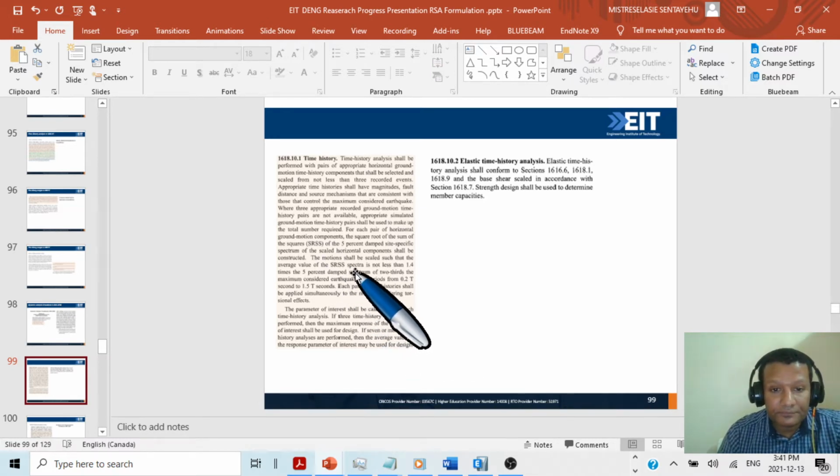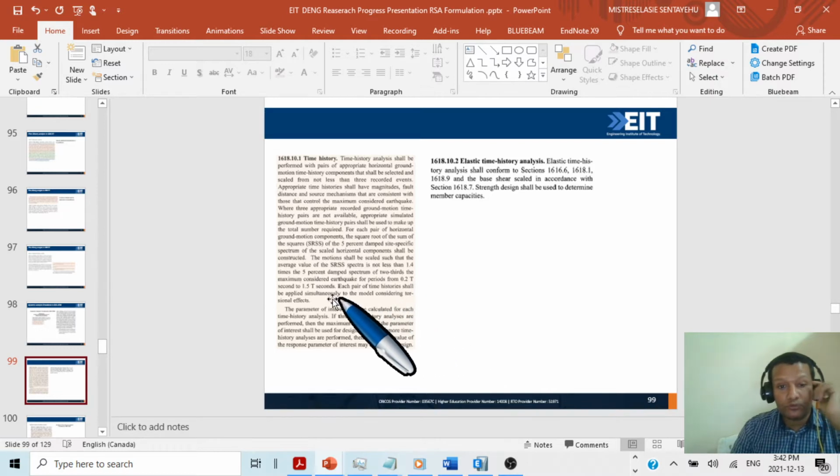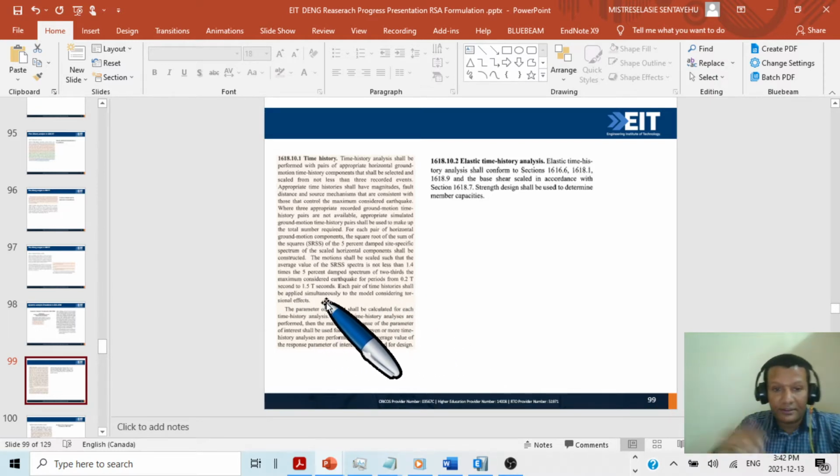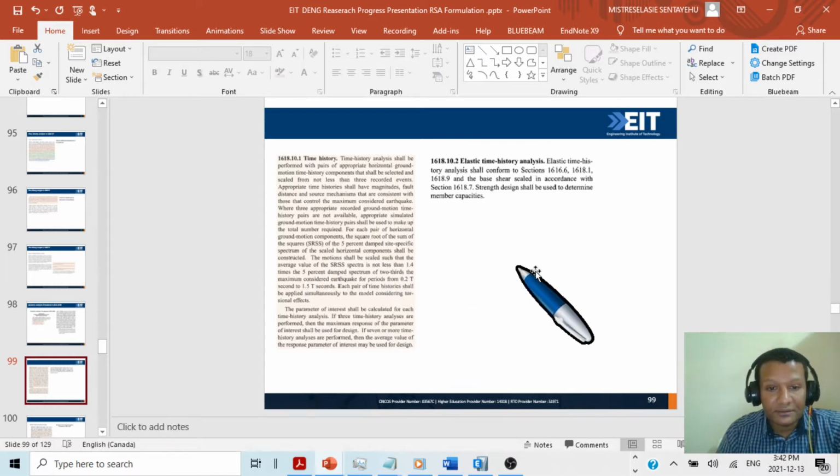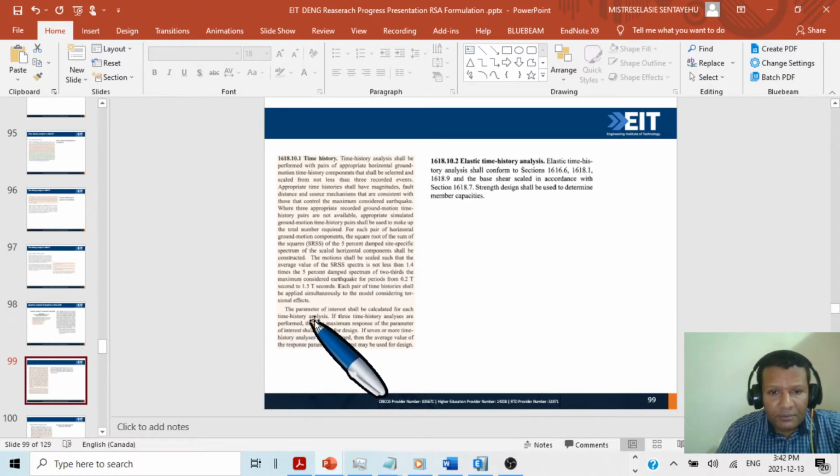The motion shall be scaled such that the average value of the SRSS spectra is not less than 1.4 times the 5% damped spectra of 2/3 of the maximum considered earthquake for a period from 0.2T. The same in UBC, also 0.2T until 1.5 seconds. The matched response spectrum should not be less than 1.4 times. This 2/3 means once you have the MCE level, you multiply it by 2/3, and you will change it into DBE level. The parameter of interest shall be calculated for each time analysis.